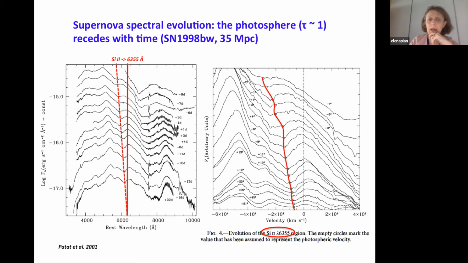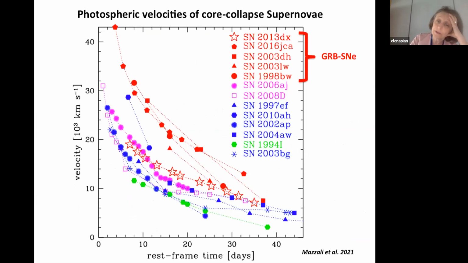If you follow the same line, for example, silicon 2 at 6355 angstrom, you see that the same line is very much blue shifted at early times, and as time goes by, the blue shift decreases, and accordingly, you can derive a photospheric velocity, as you see here on the right. And here are the photospheric velocities of many gamma ray burst supernovae. The top 5, the red ones, are gamma ray burst supernovae, compared with photospheric velocities of other core collapse supernovae as a function of time.